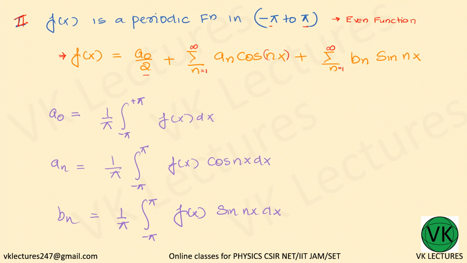Now what is a naught? a naught is 1 by pi integral, the limits are the range of the function where the function is defined, minus pi to pi, of f of x dx. Again an is 1 by pi integral from minus pi to pi of f of x into cos nx dx. bn equals 1 by pi integral from minus pi to pi of f of x into sin nx dx.